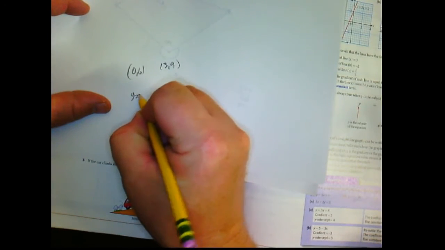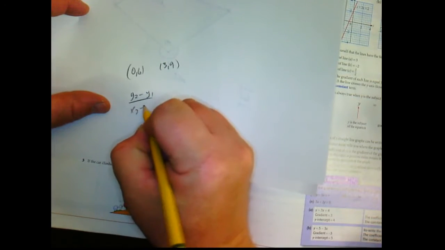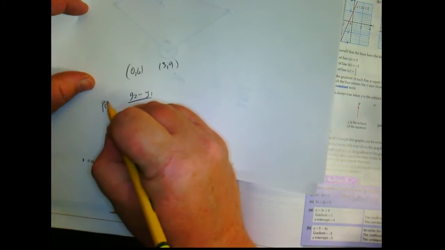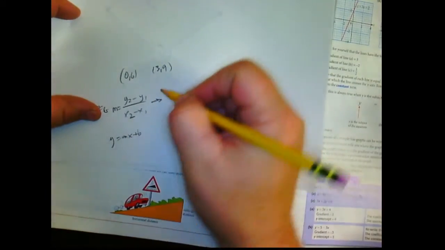The formula is y2 minus y1 over x2 minus x1. Make sure you write your formula. So that's m, which stands for slope. y equals mx plus b, right? The coefficient of x in slope-intercept form. I think you guys know all that. If you don't, it's okay.